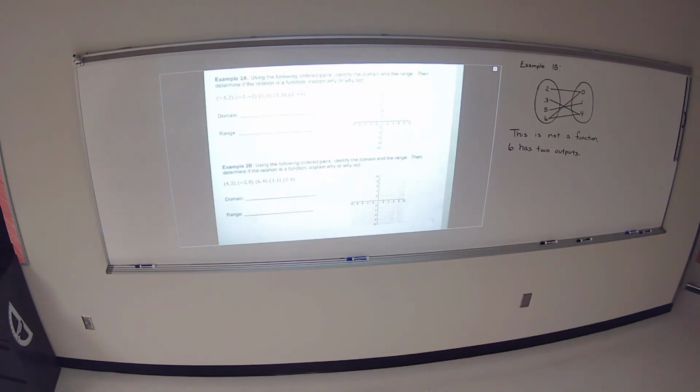If I don't expect you to use the vertical line test, then I'm going to give you the mapping diagram that we have like in example 1B. Does that make sense? On your assessment on Friday, these are both going to be on there. You need to know when to use what. Okay?